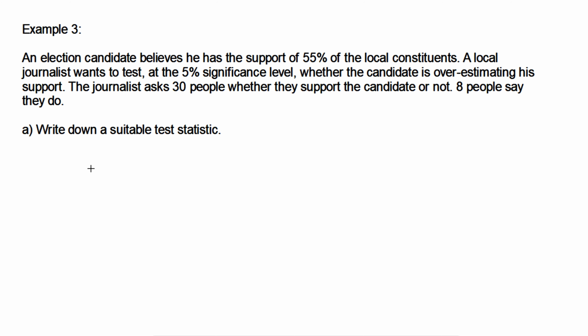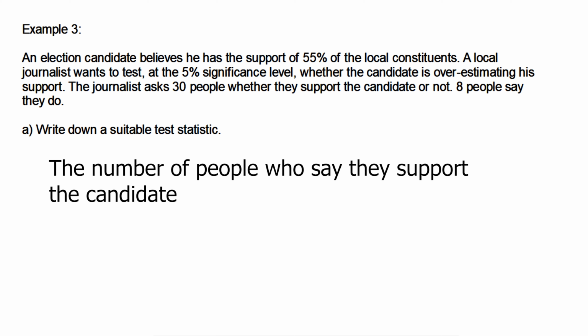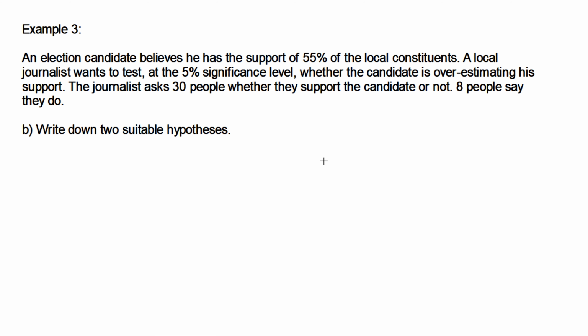Write down a suitable test statistic. So a suitable test statistic is simply the number of people who say they support a candidate. So for a hypothesis test involving binomial distribution, and you can do a hypothesis test involving normal distribution, but we're looking at it from a binomial point of view, the test statistic is always the count of successes. Okay? So in our case, the number of people who say they support a candidate is the success for this election candidate. Write down 2 suitable hypotheses.